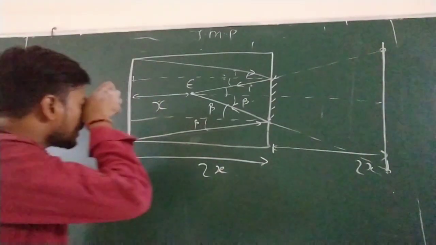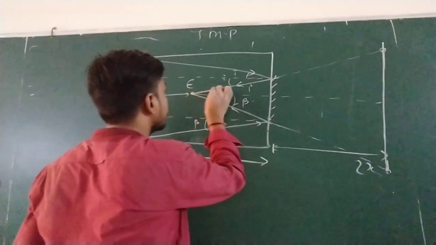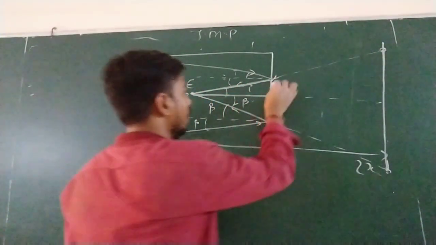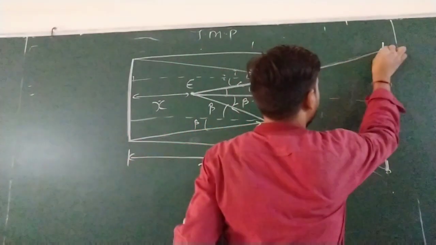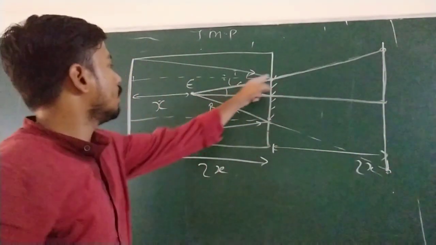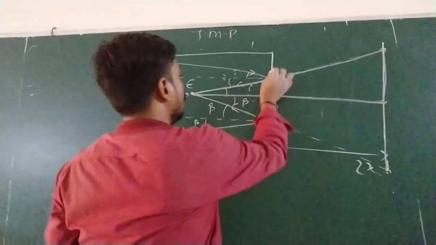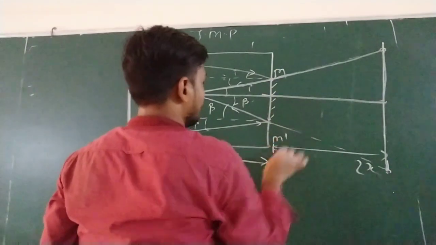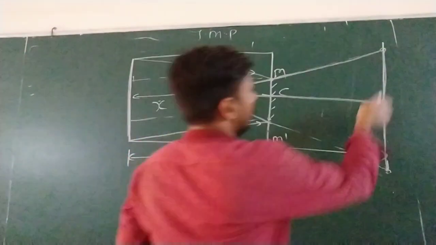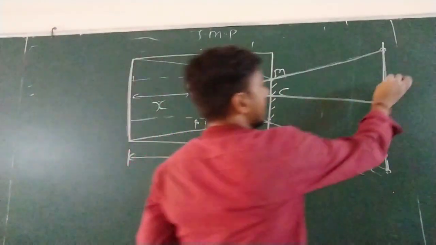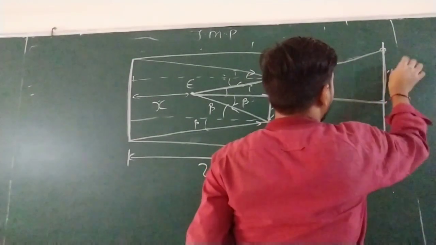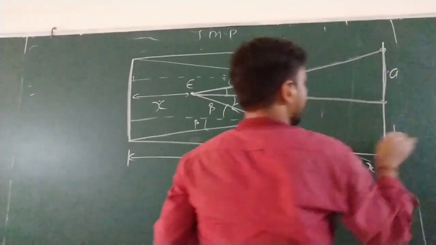So we just have to see this image, this bigger triangle. Here two triangles are forming: one smaller triangle and one bigger triangle. Suppose this is M dash. Suppose this is C. And this is the complete height of the wall. Suppose this is X, and X, Y we have taken. So suppose this is A and B.